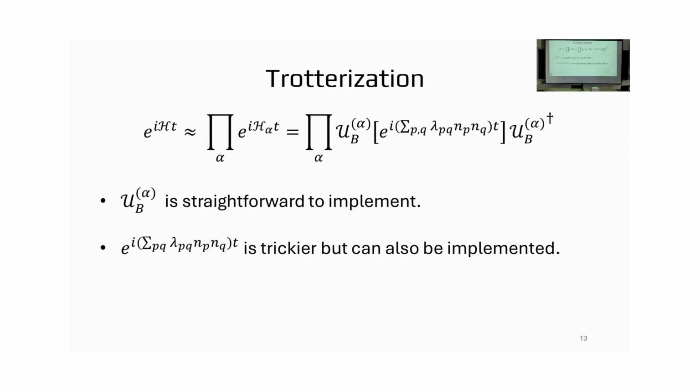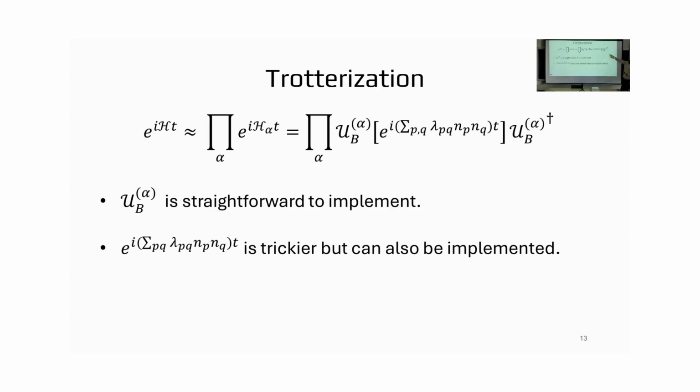Once you find these fragments, all that's left is to build your propagator. You build your propagator by stringing together these propagators for each fragment. And then you have an expression of this sort, where these Bogoliubov unitaries came from these rotations. Again, like I said, they're straightforward to implement. They just correspond to Gaussian gates on a bosonic device.